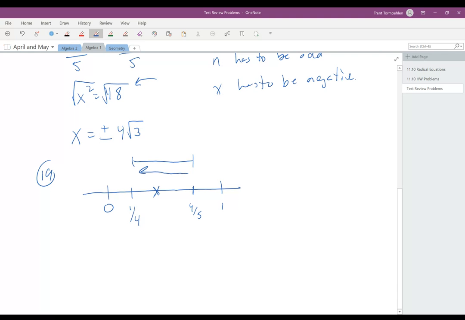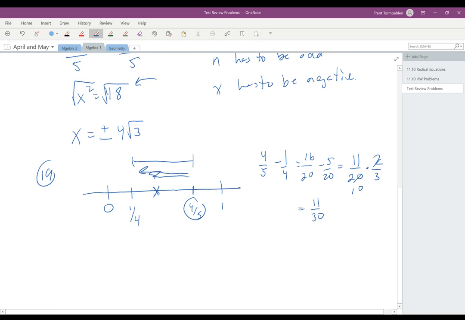So the distance from there to there is just going to be 4/5 minus 1/4, which turns out to equal what? 16/20 minus 5/20, or 11/20. So the distance that we're going to travel from 4/5 to 1/4 is 11/20. And we want to go 2/3 that distance, so we just multiply that times 2/3, and we get 11/30 is how far we need to travel from 4/5 to 1/4. That's how far we need to travel, so we start at 4/5 and we go that direction.